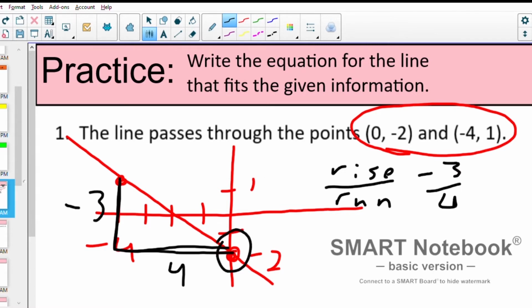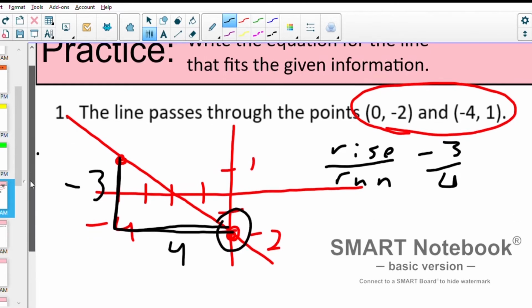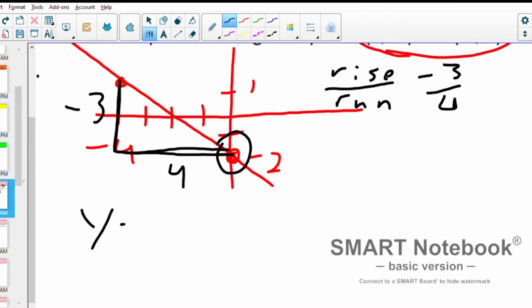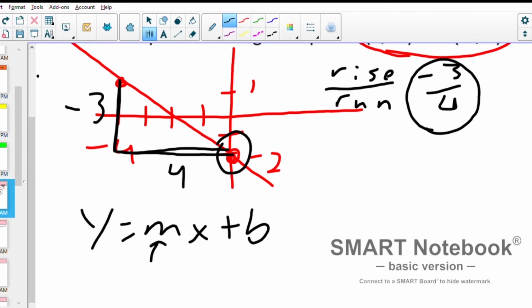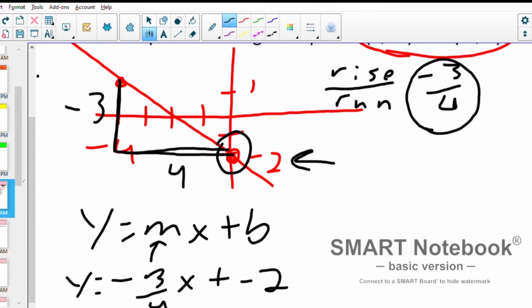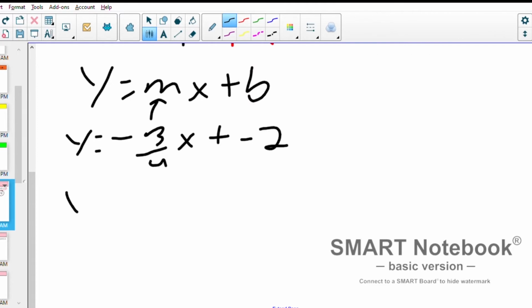It's right there. So I'm going to use slope-intercept form for this one, which is y equals mx plus b. M is our slope, which we just saw was -3 over 4. So that would be -3 over 4 x plus, and our value for the y-intercept is right here at -2. So that would be plus a -2, and I'm going to simplify that if I can. So that would be y equals -3/4 x minus 2.